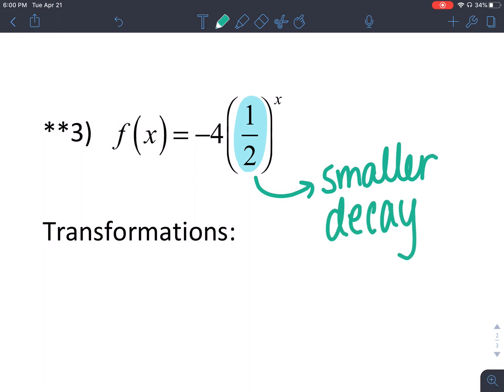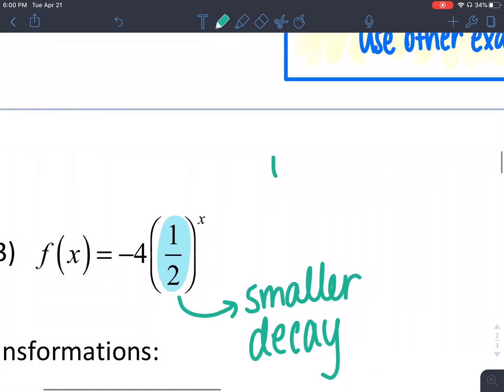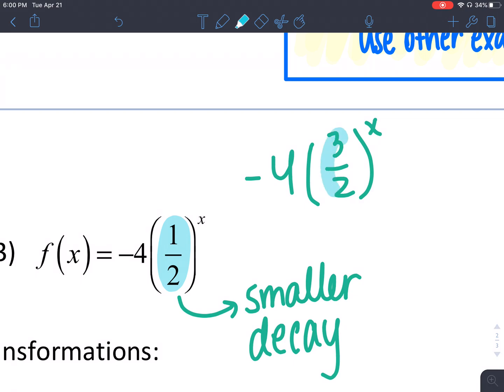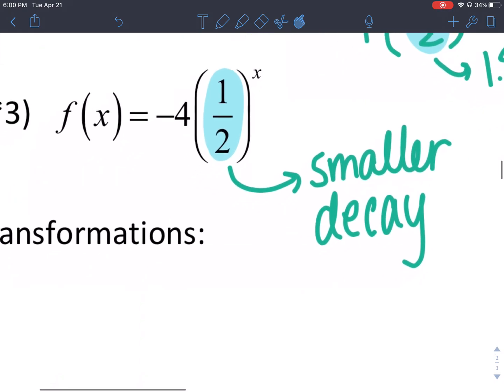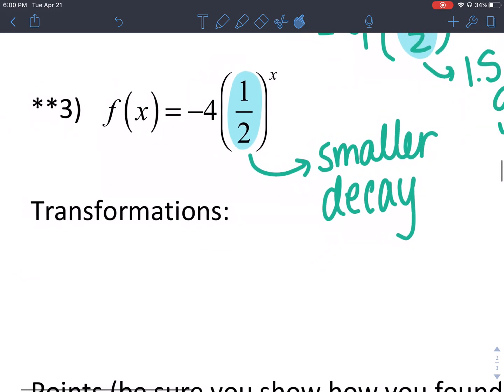Some of you said that, oh, it's a fraction, so it's decay. That's actually incorrect. Let's pretend the same problem said 3/2. I'm going to think through the same process. Oops, it needs to be an exponential. If I multiply something by 3/2, well, 3/2 is actually the same thing as 1.5. That's growing, not decaying. So be really careful with that explanation. It's actually incorrect.